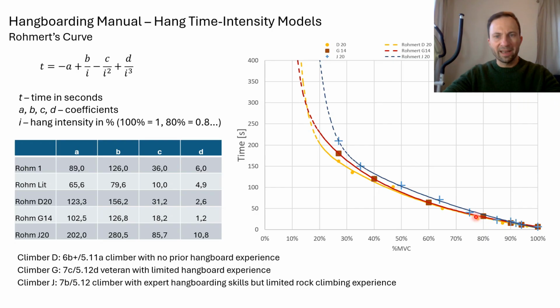For all 3 climbers, the curve shape is very similar, especially for the 40% to 100% intensity range, which is close to linear. Below 40%, the curves become exponential and diverge. These curve differences are described by the A, B, C, and D coefficients. The coefficients for each set of measurements can be found numerically in Excel.